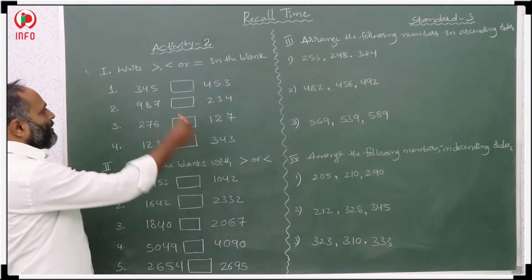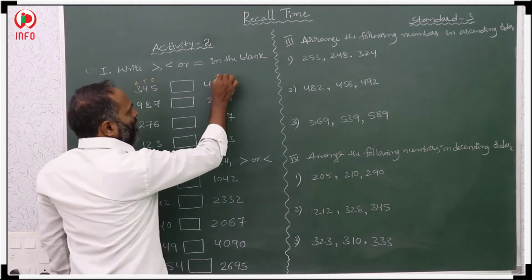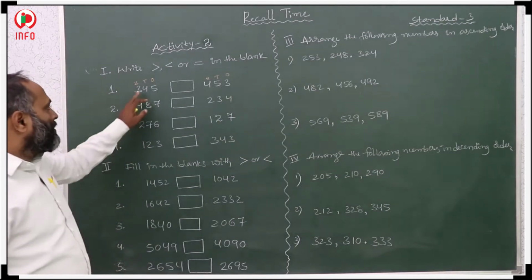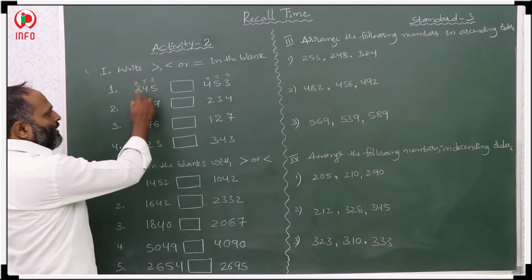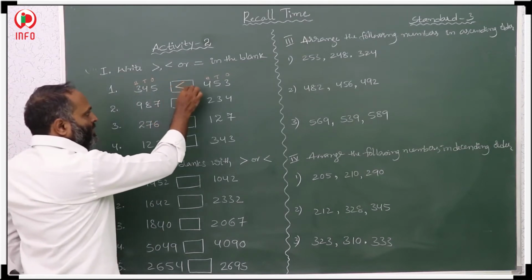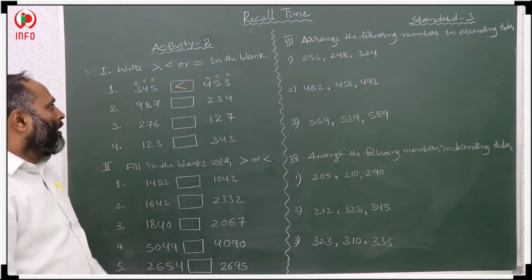First, this is ones, tens, hundreds. In hundreds place, 3 is there; in hundreds place, 4 is there. 4 is bigger, so this is smaller. It means 345 is less than. Here less than will come.